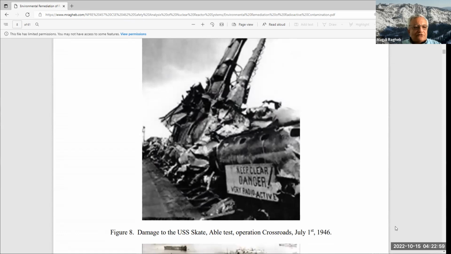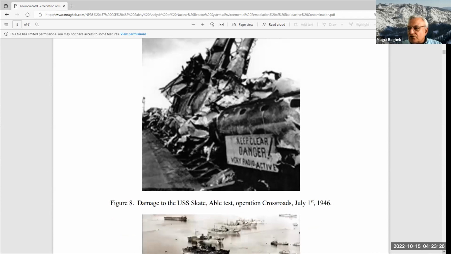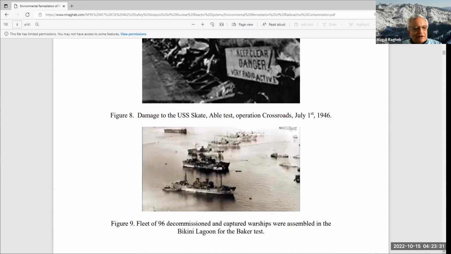You could see here the destruction that happened to some of those ships, not by direct hit from the nuclear explosion, but by the generation of a surge in the water, almost like a tsunami that you could see here. It did not just destroy the components of the ship that was too close to the explosion, but it also irradiated them with lots of radioactivity. That is again in 1946. Nobody in this room was born, including your instructor in that case.